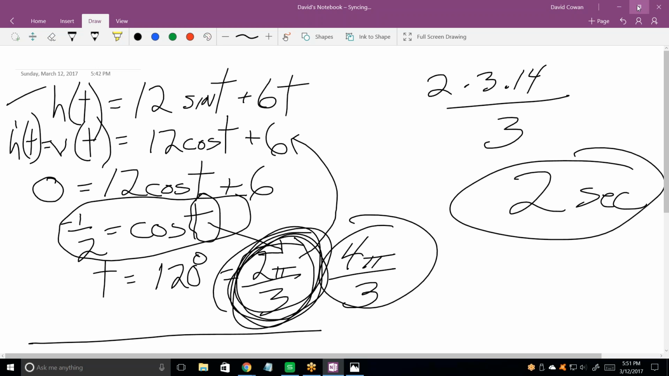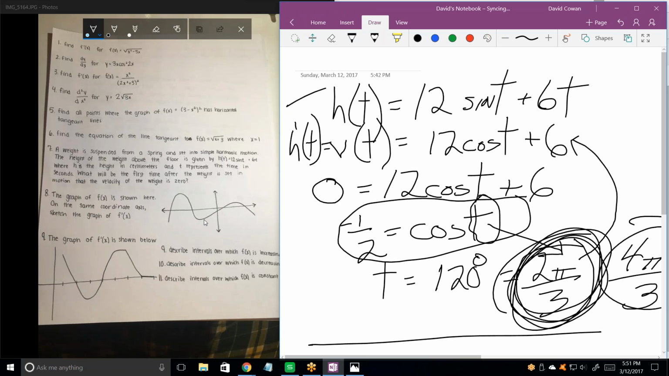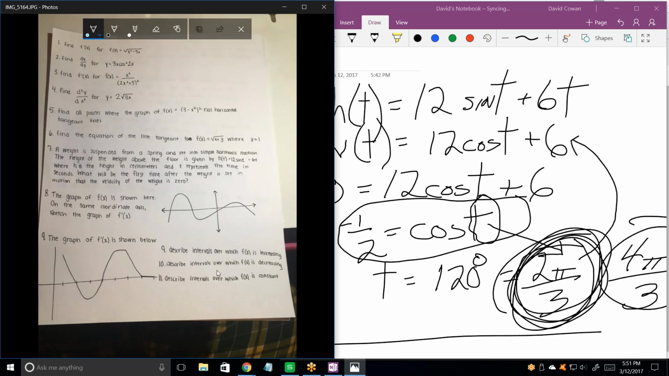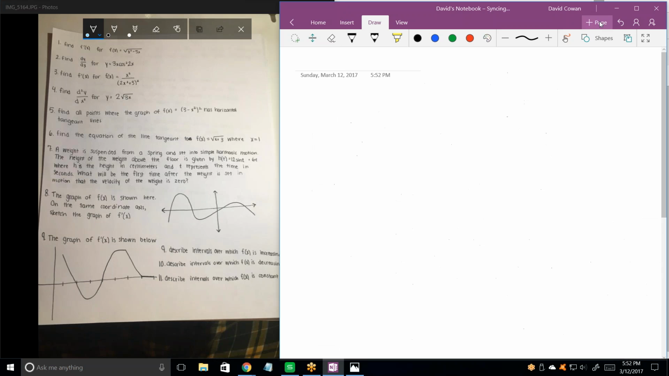All right, let's see. What else? Number 8. And that's weird. All of a sudden it doesn't let me expand it. How strange is that? Oh well. I can read it, and you're probably looking at it.